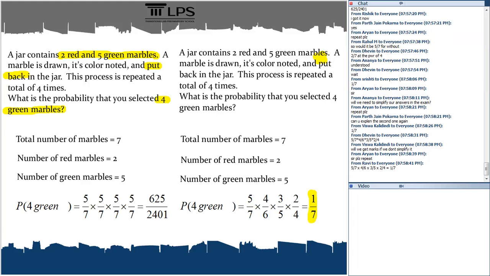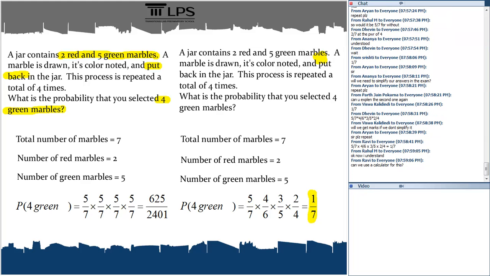Yes, Aryan, I think your question was that should we simplify the answer? Yes, you need to simplify the answer or else you won't get the mark. You have to simplify the answer. Yes.